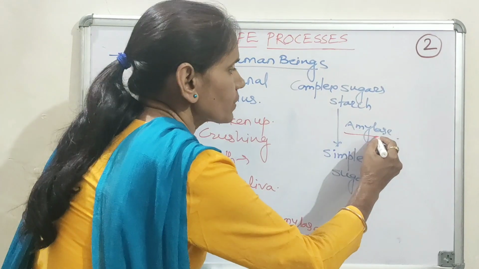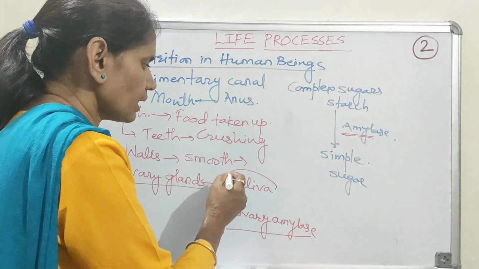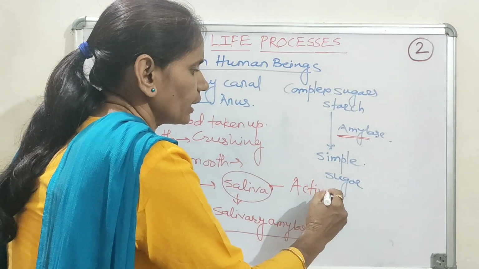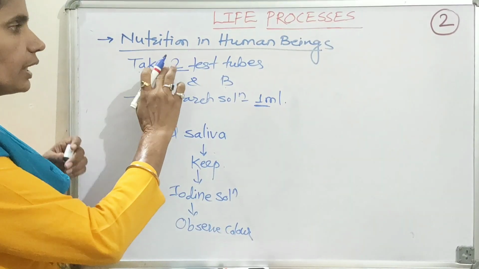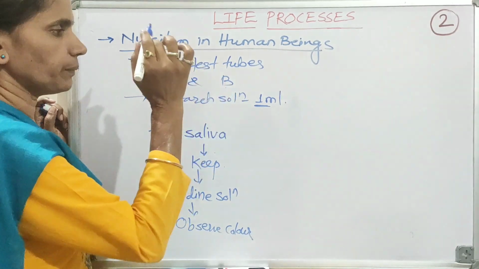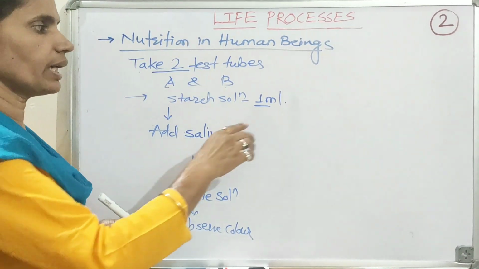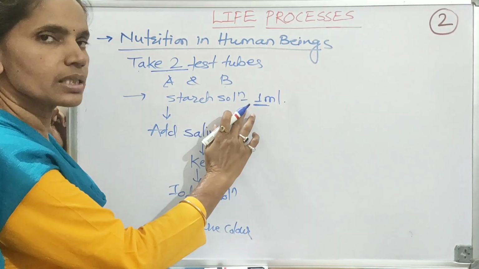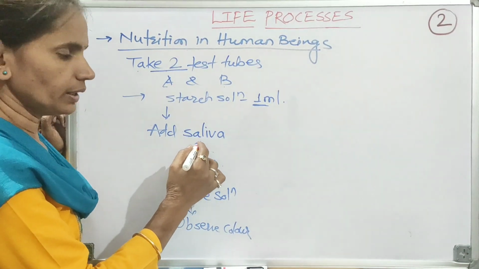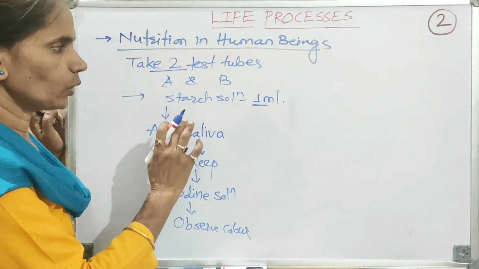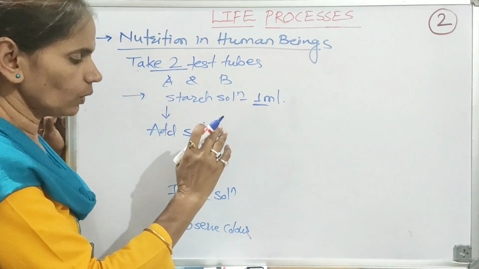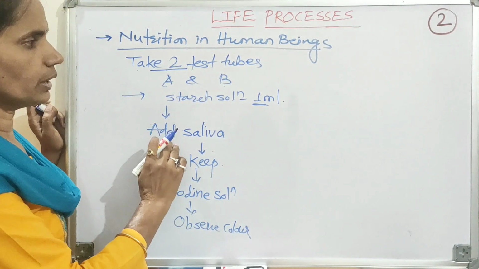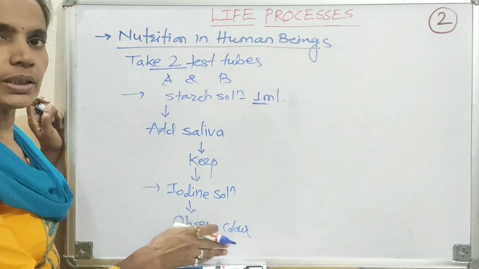Now the presence of salivary amylase in saliva can be detected by a very simple laboratory activity. In this activity, take two test tubes, A and B. In both test tubes, take 1 ml of starch solution. In test tube A, along with the starch solution, add a quantity of saliva. Then keep both tubes for a few minutes. After this, add iodine solution in both tubes and observe the color.